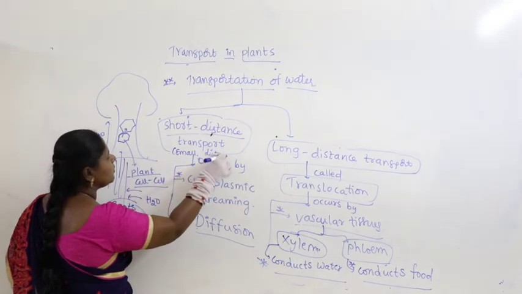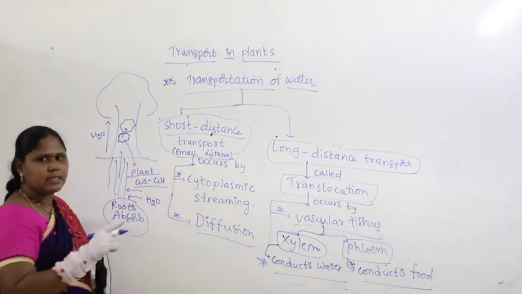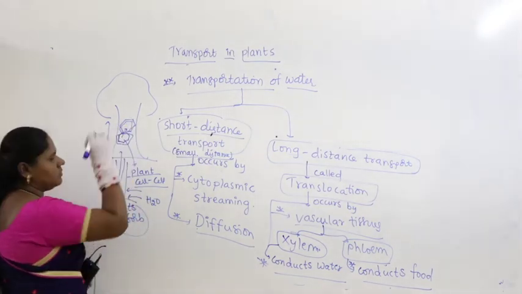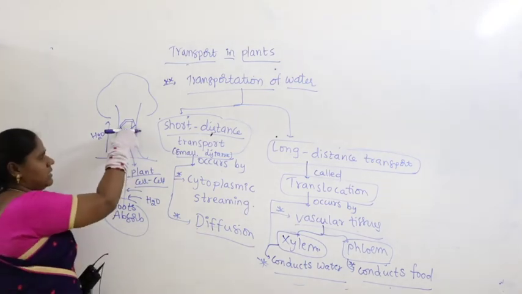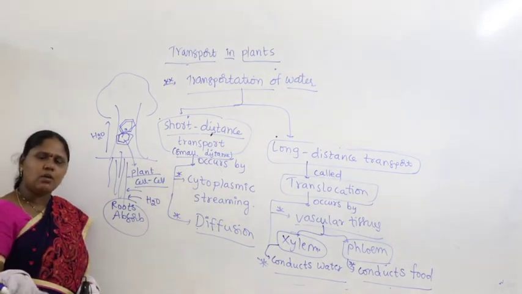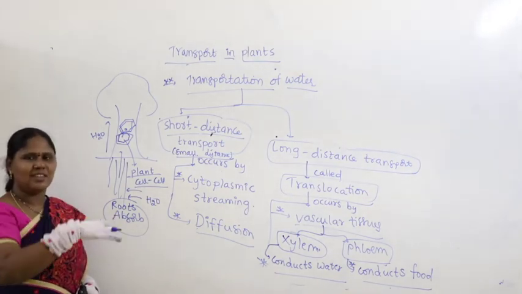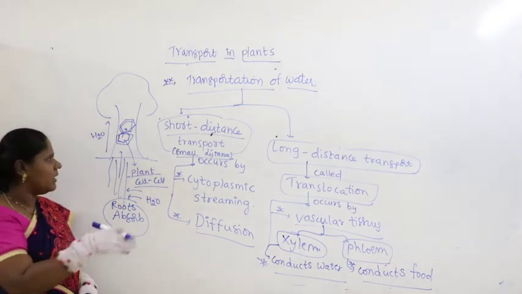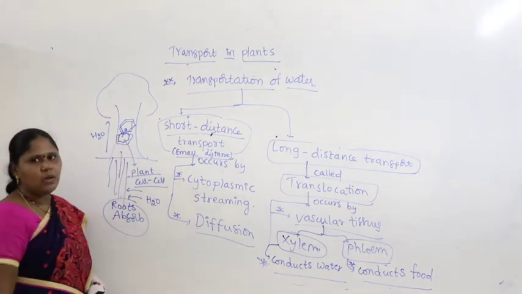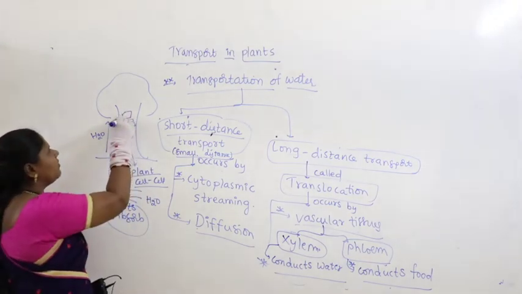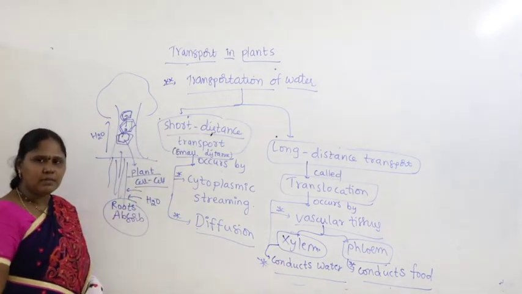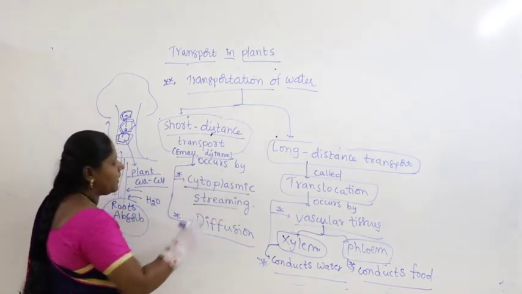How does small distance transportation occur? What is short distance? From one cell to other cell, from one cell to the neighbor cell. How do you move from your house to the neighbor house? Simply you open the gate, go to the neighbor house, open the gate, and enter inside. Similarly, it opens its gate, called cell membrane and cell wall, and enters into the next cell. So movement from cell to cell itself is called short distance transport. How do you think it takes place here? It occurs by cytoplasmic streaming.